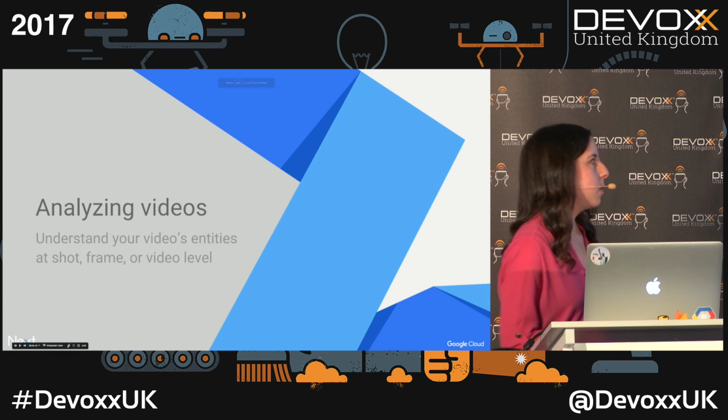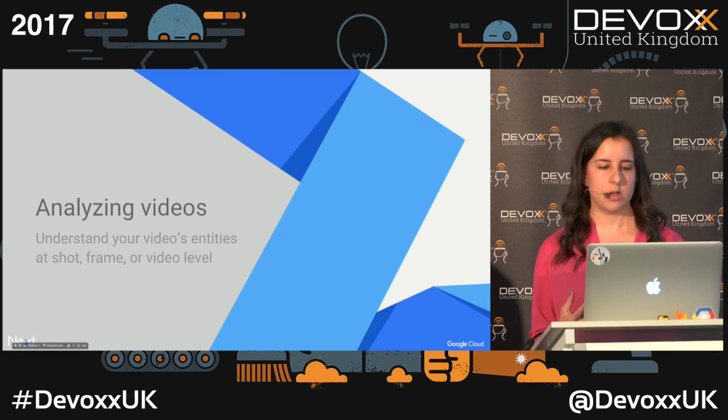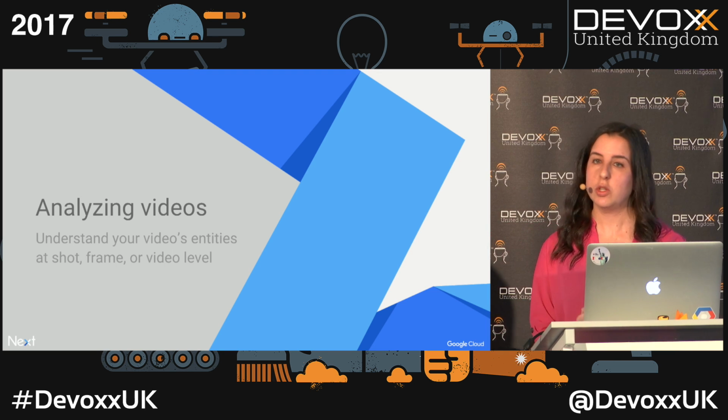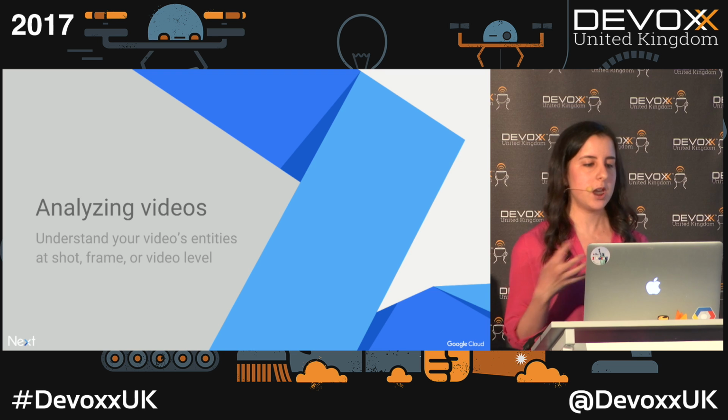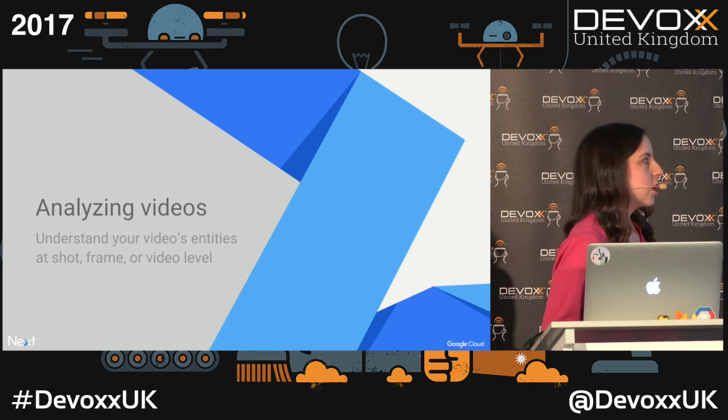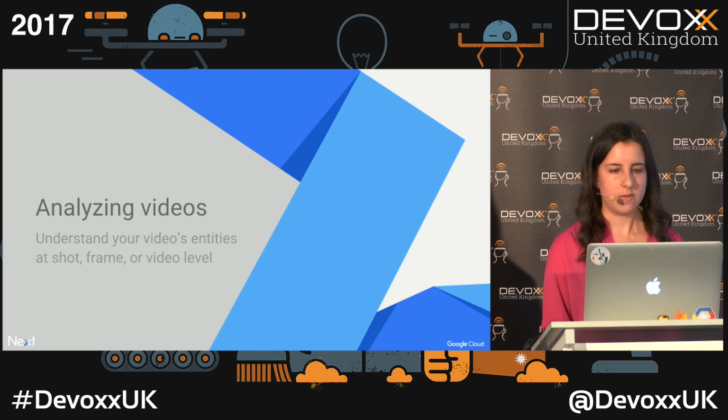And the final type of unstructured data analysis I want to talk about today is analyzing videos. This is my favorite API to talk about. It's also the newest one that we've released. So video analysis APIs can help you understand your video's entities at shot, frame, or video level.